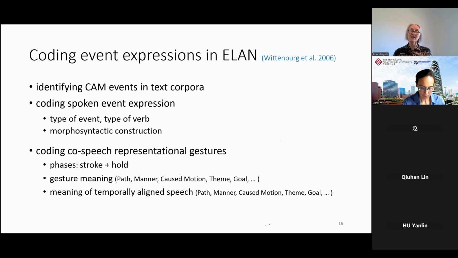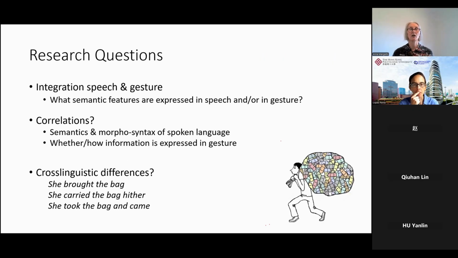We identified the phases of the gesture and worked with the stroke and hold phase. We then coded the gesture meaning in terms of these meaning components that are relevant for caused accompanied motion events: path, manner, caused motion, and so forth. We then identified exactly what bits of speech did align with the stroke and hold phase, and again coded that for the meaning components that were expressed by exactly the overlapping speech in terms of path, manner, caused motion, and so forth. So that's the annotation we were adding to the corpus data to then do our analysis.